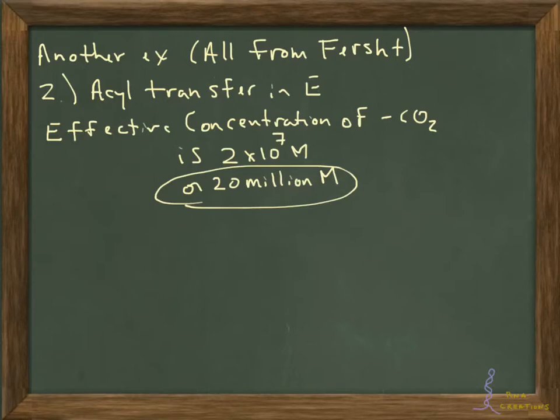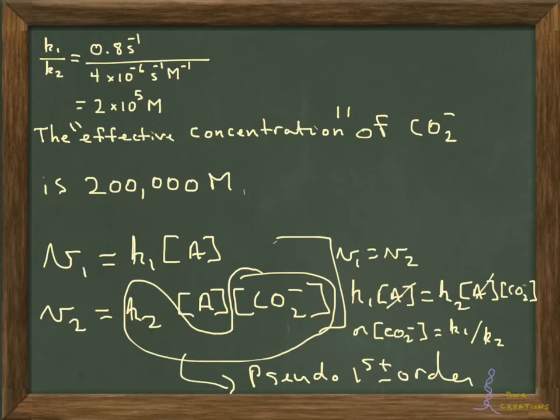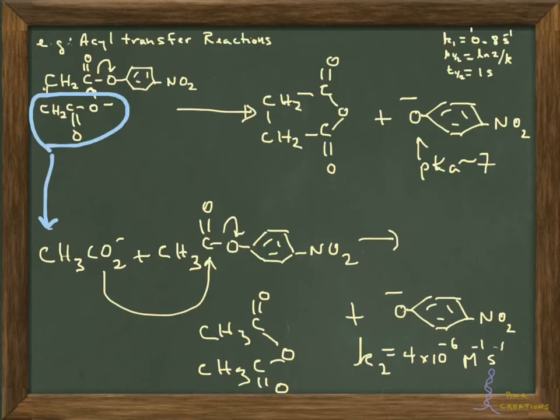When you say the effective concentration is 2 times 10 to the 7th molar, in relation to what? In relation to the electrophile, right? Like our carbonyl. Yeah, so let's look at the last example, because they're all the same. In this example, in order for this reaction to go at the same rate as this reaction, this would have to be present at 200,000 molar. So in the unimolecular reaction, this is present at an effective concentration of 200,000 molar.